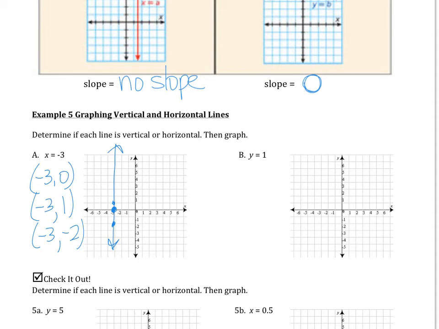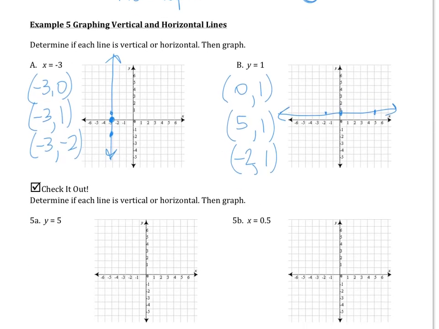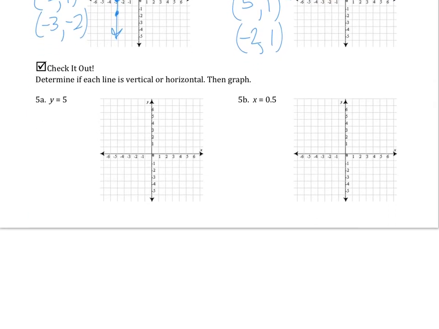Vice versa, for y equals 1, I could have any x value, and y will always be 1. So I could have 0, 1; 5, 1; -2, 1, as long as the y is 1. Plotting those points, we notice that it is going through the y-axis and is horizontal. You try the next two.